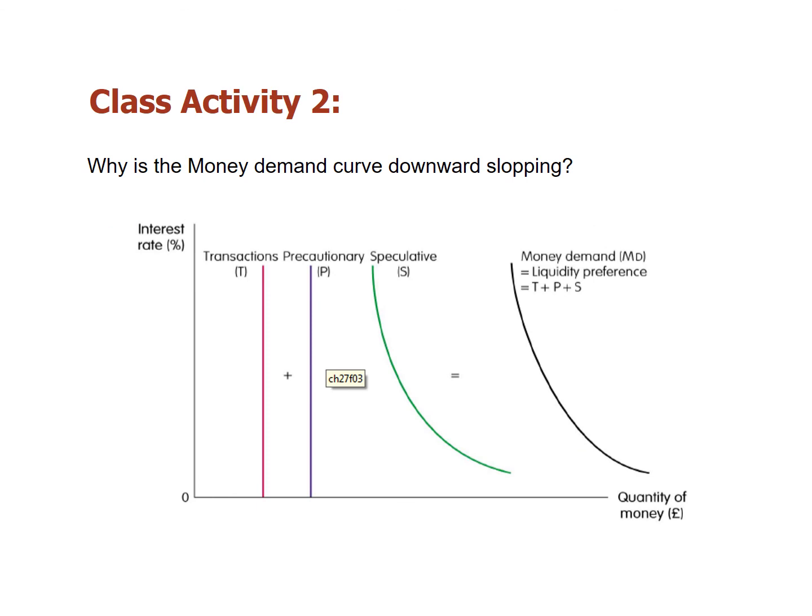And your final class activity is: why is the money demand curve downward sloping? Okay, why is the money demand curve downward sloping? I'll say it again. Why is the money demand curve downward sloping? Find this out and bring it to class.